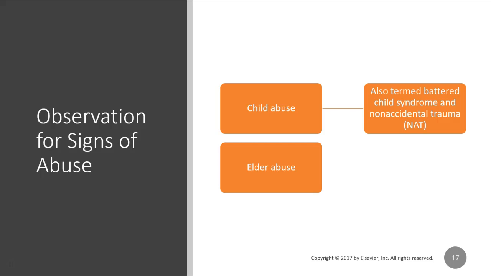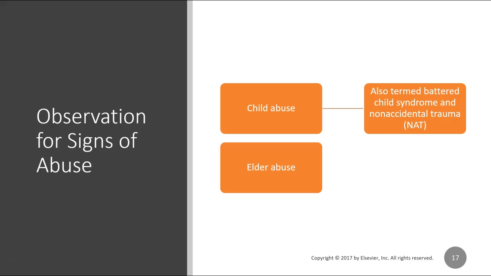So child abuse is also termed battered child syndrome or non-accidental trauma. You'll see NAT come through quite a bit from the ER, so you've got to watch for that. We're looking for some kind of trauma to this kid that would not be normal for the accident they're claiming. If you see a lot of bruises, a lot of healing fractures, just weird stuff, pay attention because we're looking for that.